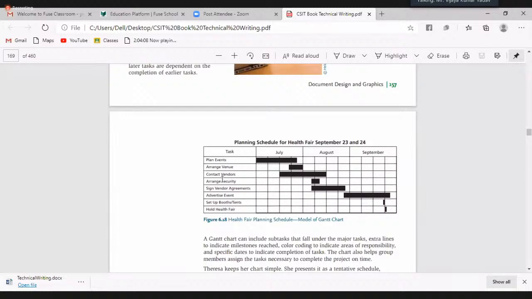Okay. Then contact vendors. So when we are going to contact vendors, here it is from the third week of July to the second week of August. During this period, we are going to contact vendors, isn't it? Then when we are going to arrange security, here what is given? From the second half of the first week up to the second half of the second week in August, we are going to arrange security. So like this it is given.